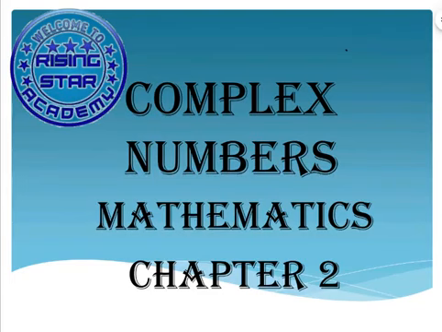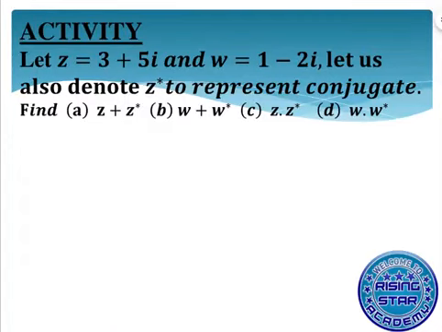Today we will solve some problems relating to the complex number. Chapter number 2. Let's start. It's given that z is equal to 3 plus 5i and w equals 1 minus 2i. We need to find z star, that is the conjugate. So first of all, we will find the conjugate of each and then we will proceed with all these questions.